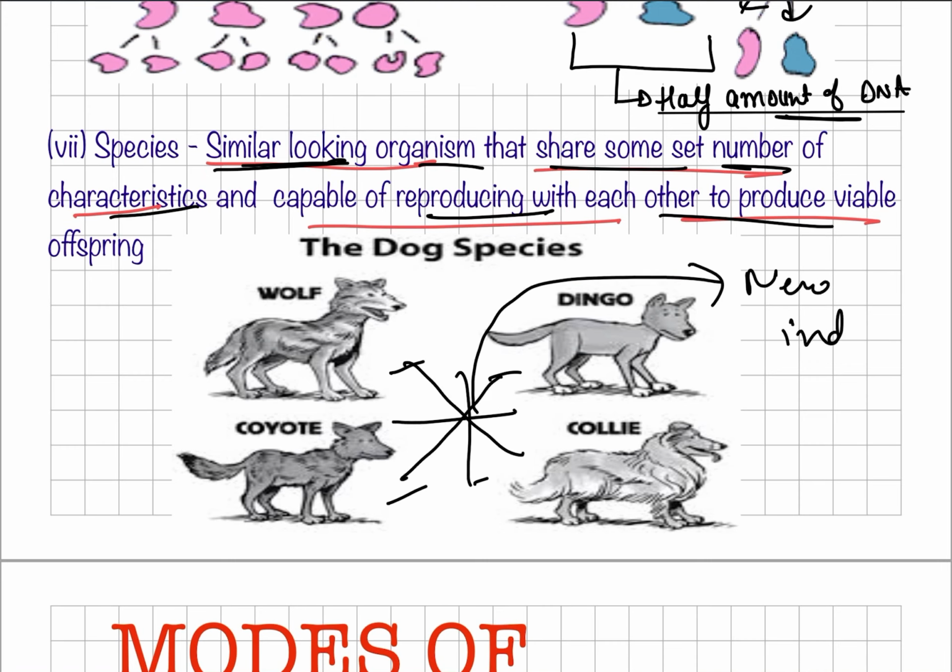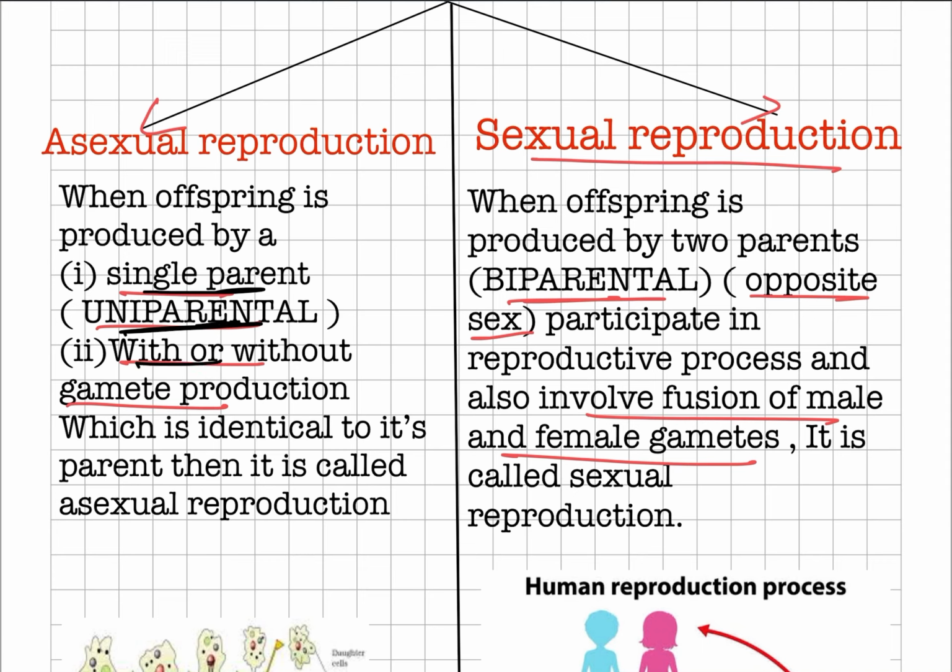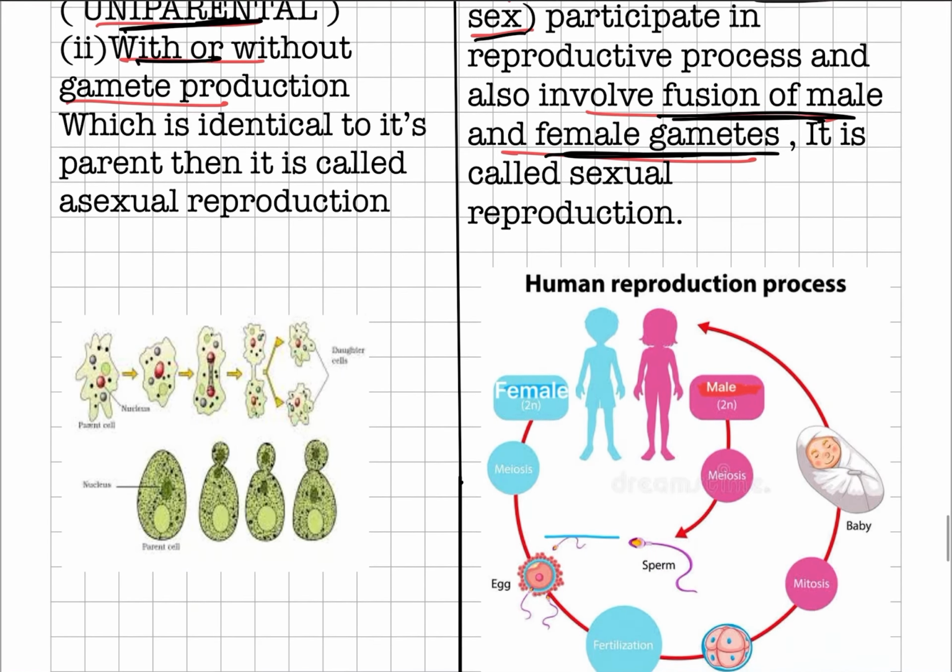Second, modes of reproduction. There are basically two modes of reproduction. First is asexual and second is sexual reproduction. Asexual reproduction is uniparental. That means a single parent is involved. Gametes could be involved or could not be involved. Whereas sexual reproduction is always biparental, where opposite sexes participate, and this also involves fusion of male and female gametes. It's a more complex way. In sexual reproduction, male and female, two opposite sexes, it's a biparental process. The female makes eggs by meiosis, the male makes sperm by meiosis. These two fuse, make fertilization, and then make a new baby.